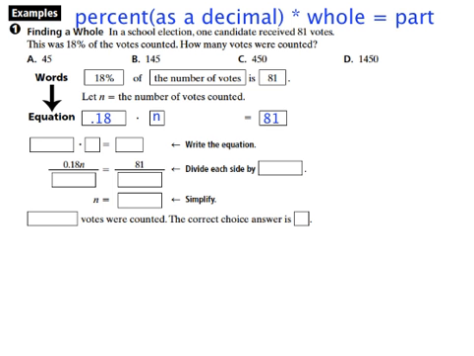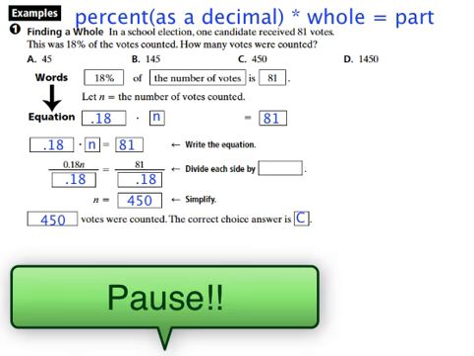So we have 0.18 times n equals 81. Well, to get n by itself, we're going to divide both sides by 0.18. So n equals 450. 450 votes were counted. The correct answer choice is C. Pause the video if you need more time to copy down the notes. Remember to write a question down that we can discuss in class tomorrow.